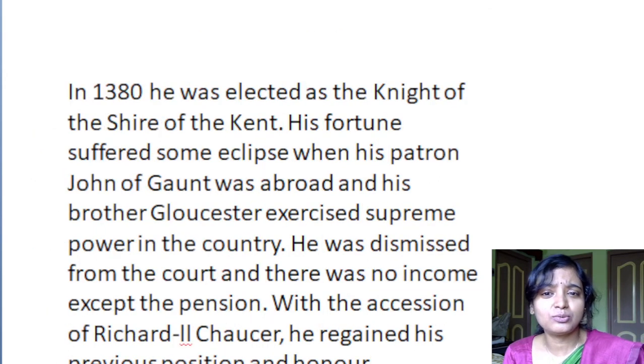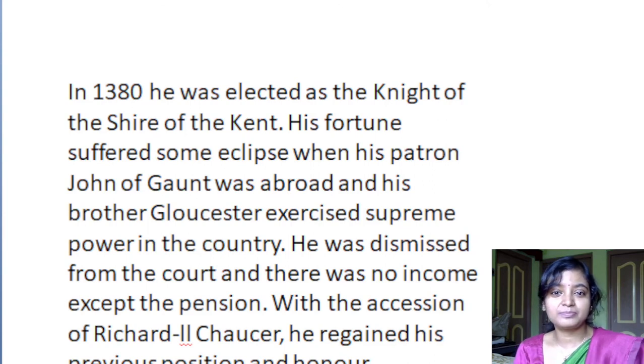In 1380, he was elected as the Knight of the Shire of Kent. His fortunes suffered some eclipse when his patron John of Gaunt was abroad and his brother Gloucester exercised supreme power in the country. He was dismissed from the court and there was no income except the pension. That was meager. With the ascension of Richard II, Chaucer regained his previous position and honor.